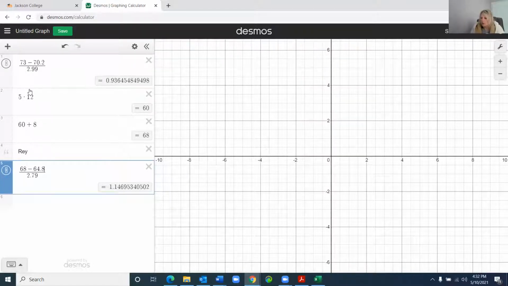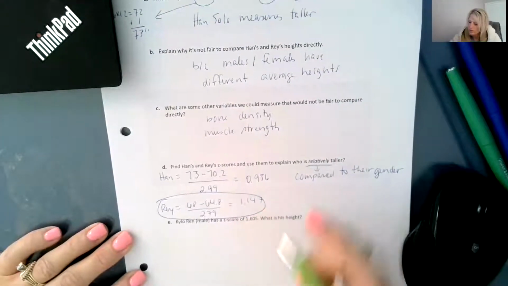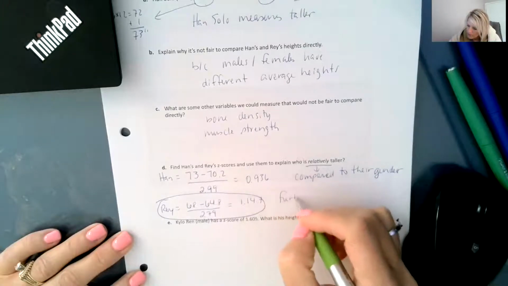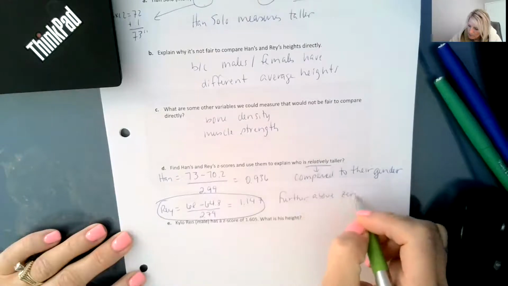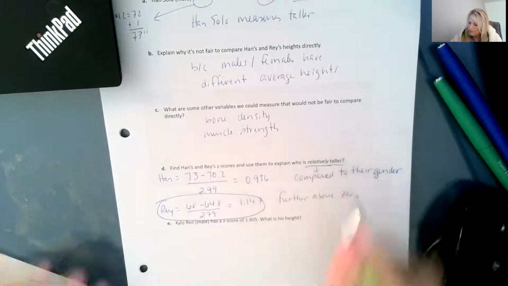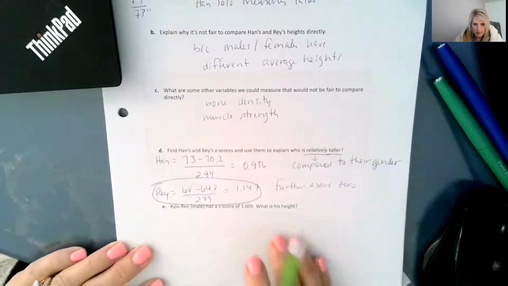Okay, so Ray is relatively taller because she has a z-score that is further above 0, further away from 0. So I'm going to go ahead and share that screen with you again. So Ray is, because she's further above 0, because we're talking about taller. It says, Kylo Ren is a male, has a z-score of 1.605. What is his height?